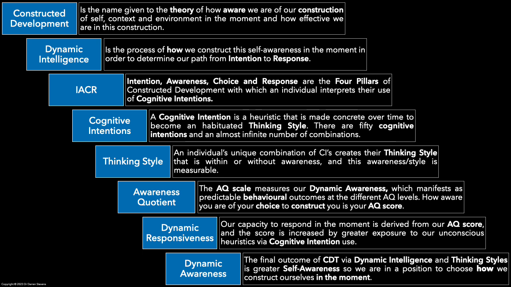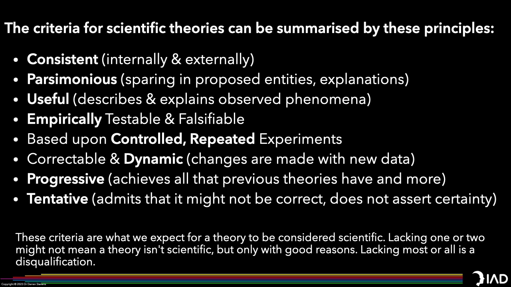This waterfall is an illustration of the facets of CDT that combine to cement CDT as a theory. So how do we validate a theory within the scientific framework? And is this any different within psychology? We will explore this on the next few slides. The next slides are quite text intensive too, so please be aware that there will be more pausing necessary, like here. A scientific theory must be consistent, parsimonious, useful, testable, and falsifiable. Repeatable, correctable, progressive, and tentative. And if we miss one or two out, it's not the end of the world. But missing more would be a disqualification for CDT.